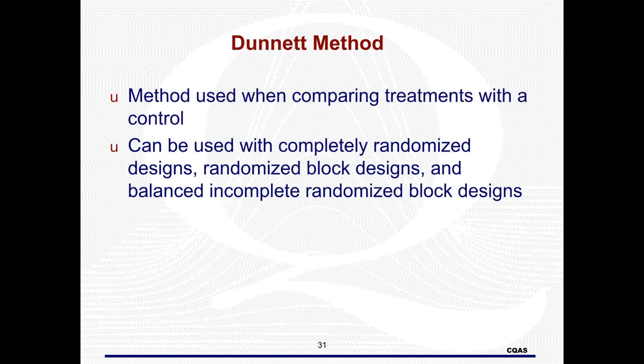Dunnett's method is specialized for a very common experimental situation. Many experiments include a control treatment and several alternative treatments. In these studies, we're often interested only in comparing each treatment to the control. We usually don't care about comparing treatment A to treatment B or treatment B to treatment C. Dunnett's method takes advantage of this structure and provides more efficient intervals than a general multiple comparison procedure would. This is especially common in pharmaceutical studies, toxicology studies, and industrial experiments.